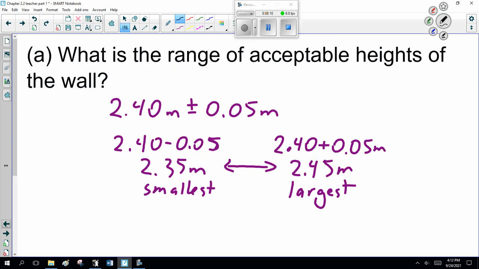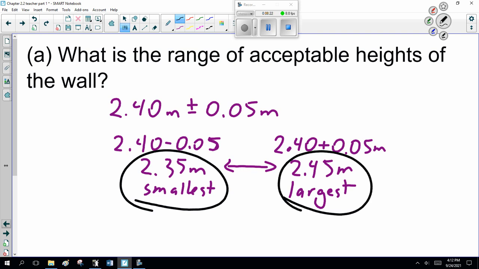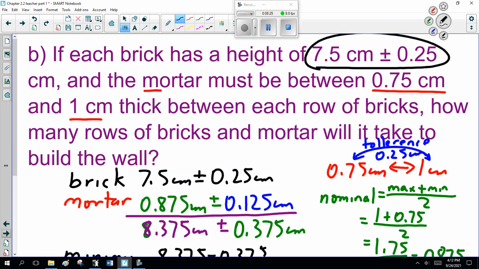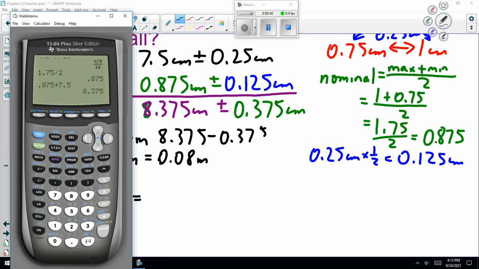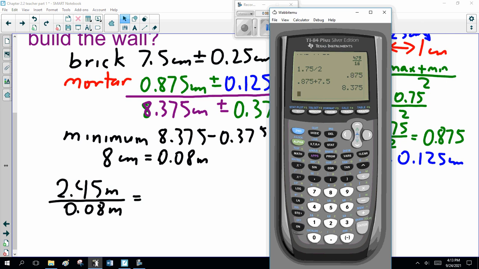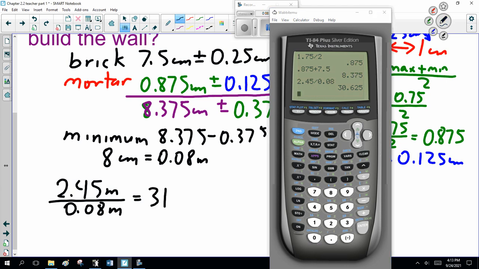And I want to point out our smallest is 2.35 meters. Actually, we should do this with the largest, 2.45 meters, sorry. So 2.45 meters per brick layer. I cannot do that in my head anymore. God, I hate this getting old. Yes, be quiet. 2.45 divided by 0.08 is 30.6. 31 layers.